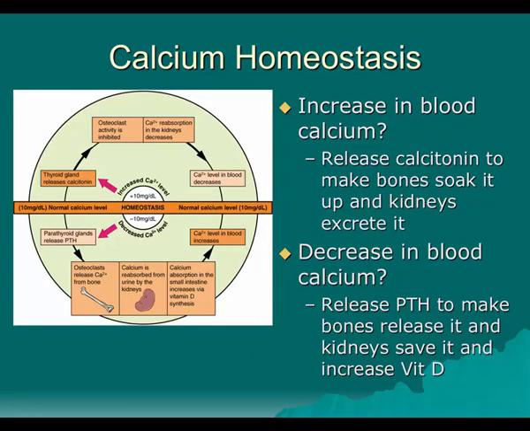Here's another picture of calcium homeostasis. If there is an increase in blood calcium levels, calcitonin goes up and the bones soak it up and the kidneys pee it out. If calcium levels in the blood drop down, then the bones release it, the kidneys save it, and vitamin D is released, so we absorb it to get it back up to homeostasis. It's extremely important that we maintain proper levels of calcium all the time.